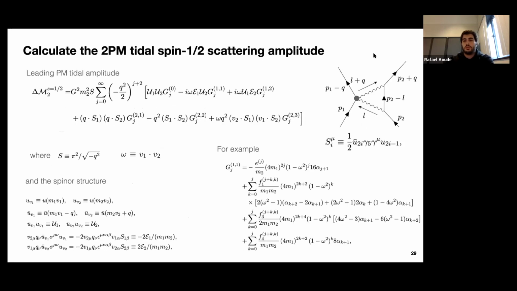Okay, so given these two Lagrangians, we can go on and calculate this diagram. So we calculate the leading 2PM tidal effects for spin half particles. What I want to mention is that the amplitude has some spinor structures, so you have this calligraphic U and calligraphic E, and this is the monopole term, this is the spin-orbit term, and then you have the spin terms, which come with some contractions on the transfer momenta.